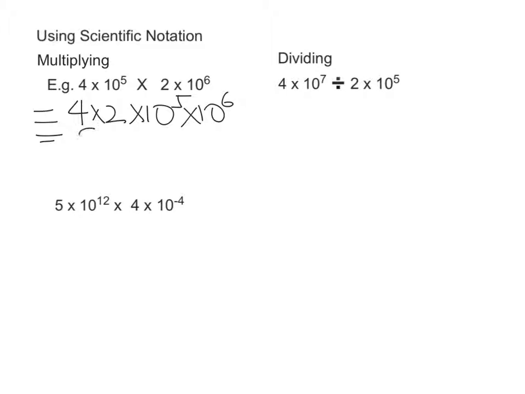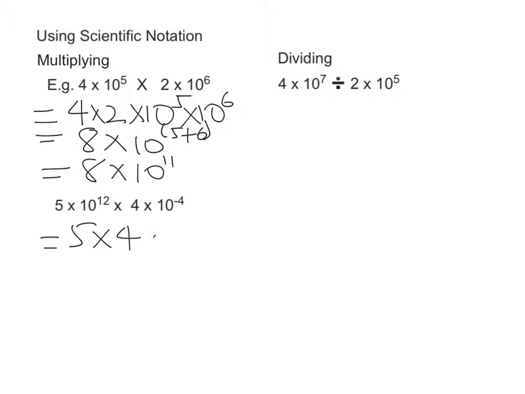4 times 2 is 8, and if I was multiplying 10 to the 5 by 10 to the 6, I would add the powers, so 5 plus 6. So that means it's going to be 8 by 10 to the 11. In the example below that, same sort of idea. Let's rewrite it. 5 times 4 by 10 to the 12 by 10 to the -4.